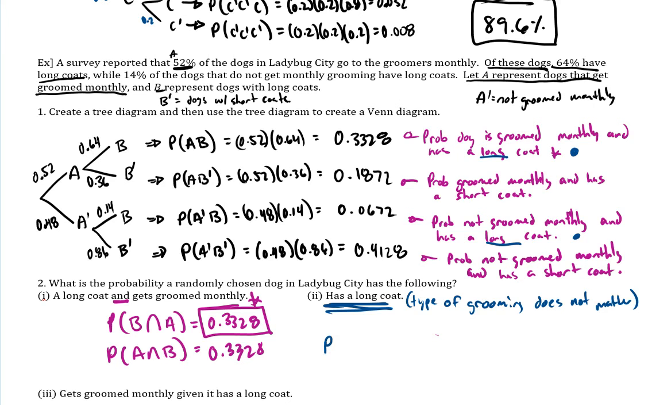That's fine. We could say still the probability that it's a long coat is the sum of these. So that's either this one, so it's the probability, I'm going to write it like this, or the probability of not A and B. In this case, it is to add the two together. So it's the ones that only have long coats, plus, okay, the 0.3328 plus the 0.0672. So let me get my calculator again.